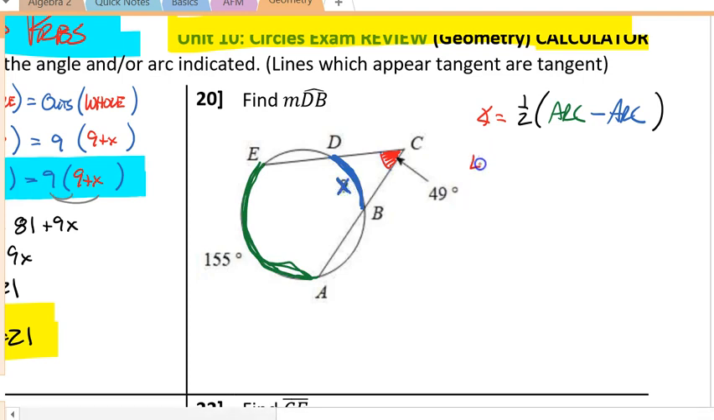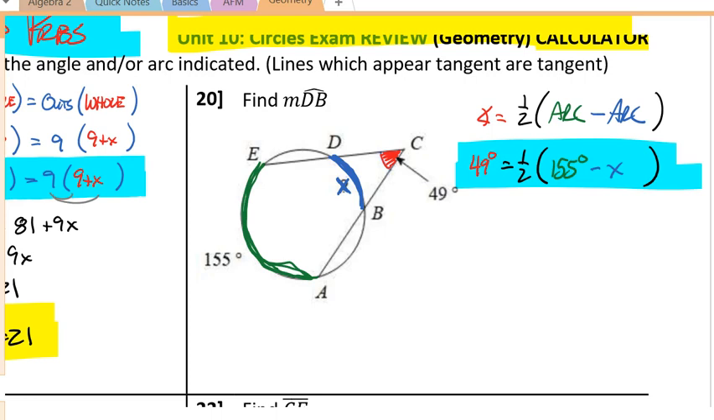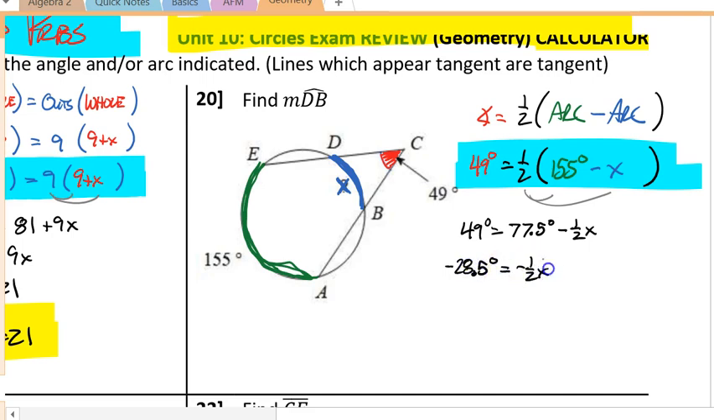And we know the angle in question here, so filling in our information, 49 degrees is equal to 1/2 of 155 minus my unknown arc of x. So we are now set up at a point where we can do some algebra to solve. I will distribute to start with, so 49 degrees is equal to 1/2 times 155, which is in fact going to give us 77.5, minus 1/2 x. I'm going to subtract 77.5 from both sides, giving me negative 28.5 is equal to negative 1/2 x. Now to undo this, we are going to multiply both sides by -2, which will give us 57 degrees is equal to x. So that means that arc DB is equal to 57 degrees.